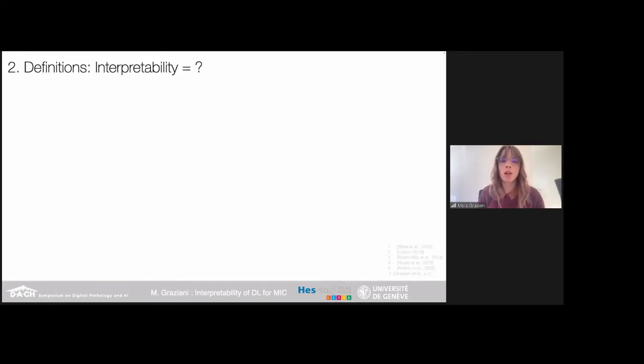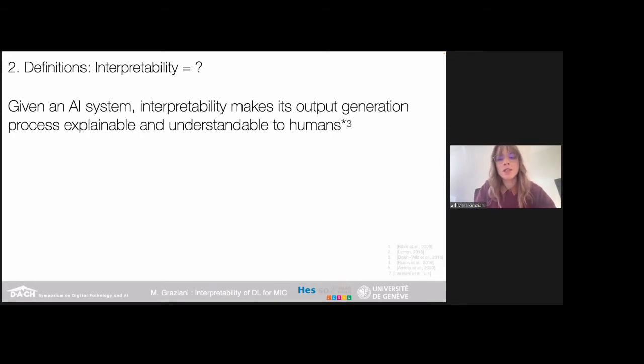I think it's important to define what I mean here. The definition that I'm showing in the slides is taken from the work of Tjoa and Guan, or Kim, who define interpretability as follows: given an AI system, interpretability is what makes its output generation process understandable and explainable to humans. And we need to keep in mind that not all humans who will be working with this are necessarily familiar with machine learning and the meaning of the optimization landscape, for example, of neural networks.